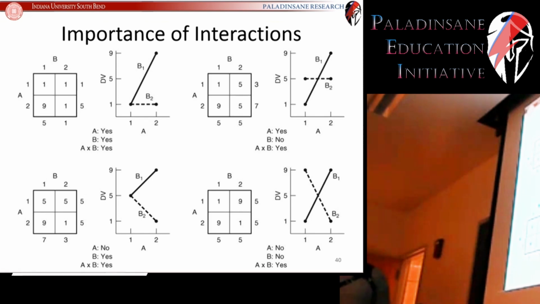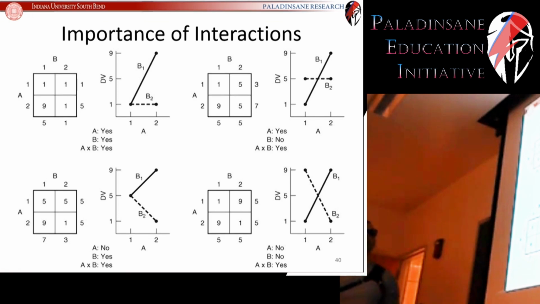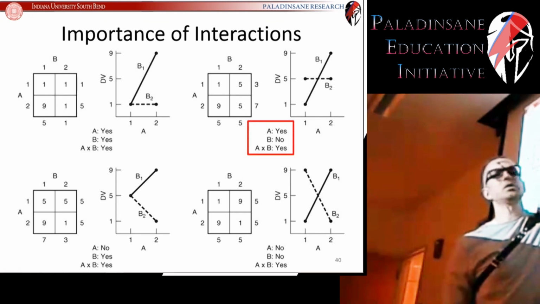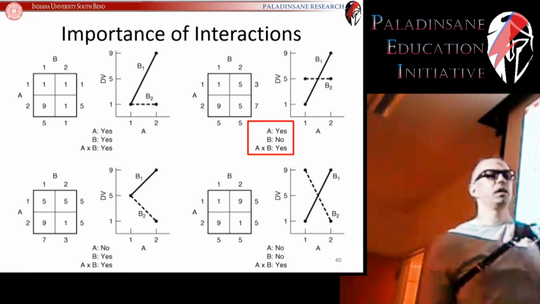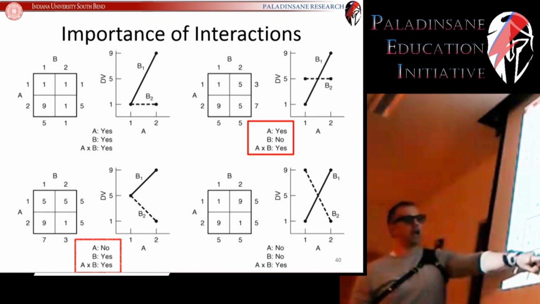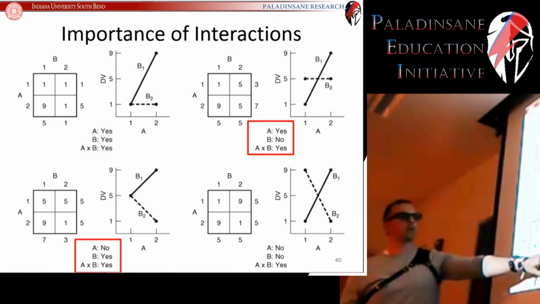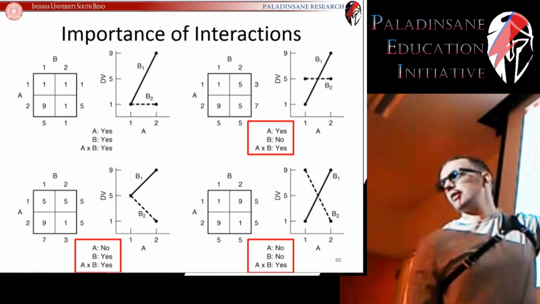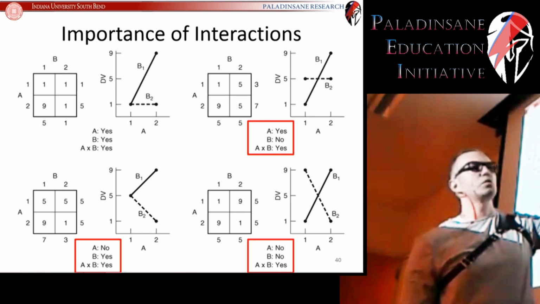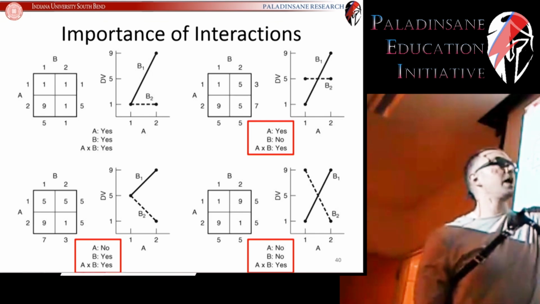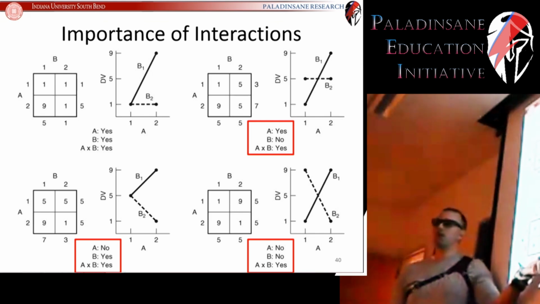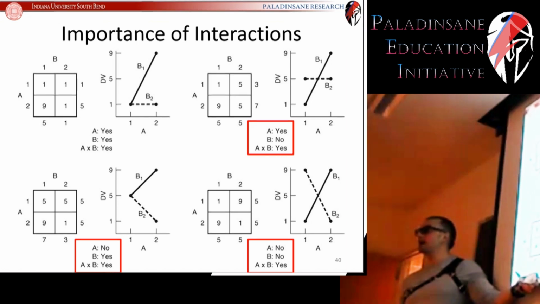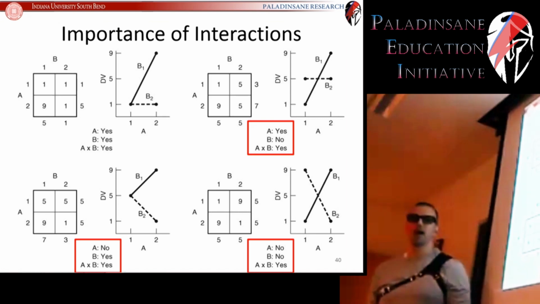But importantly, that can occur when, for example, B looks like it's doing nothing. It can occur when A looks like it's doing nothing. And it can occur when A and B both look like they're doing nothing. So it's quite possible that your main effects say, no, this variable does nothing, but your interaction says, oh yes, it does. It's just only coming out in the interaction.